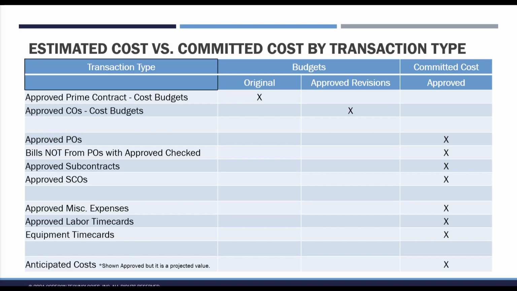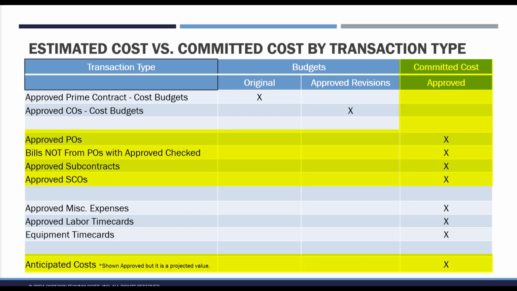Committed cost is a feature used to project potential outcomes. The idea is to be able to foresee the actual cost of a project long before it's finished. The procurement module contributes 5 bits of information to committed costs, those being approved purchase orders, bills that are not associated with POs, approved subcontracts, approved subcontract change orders, and anticipated costs.